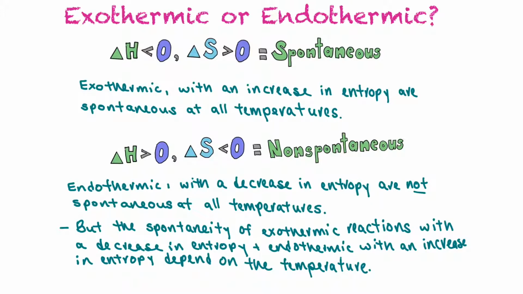So how do we know if a reaction is going to be spontaneous? So if the reaction is exothermic with an increase of entropy, then the reaction is going to be spontaneous at all temperatures. If a reaction is endothermic, so delta H is greater than 0, and there's a decrease in entropy, then they're not spontaneous at any temperature. But if the reaction is exothermic with a decrease in entropy or endothermic with an increase in entropy, it may or may not be spontaneous. It will all depend on the temperature.